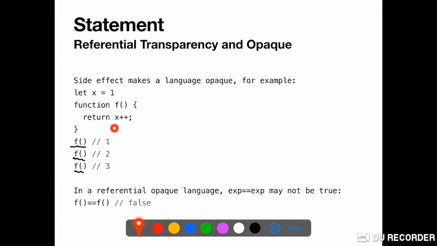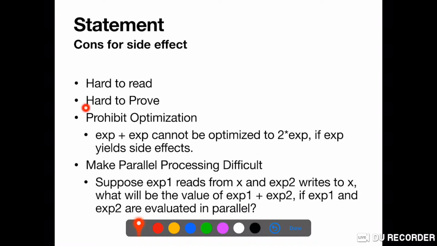Like how could you ever understand why 3 calls to f give you 3 kinds of values? And second, it's hard to prove. I will have a very interesting slide later to show how it can make a program incredibly hard to prove. And then it prohibits optimization. So check out this example.